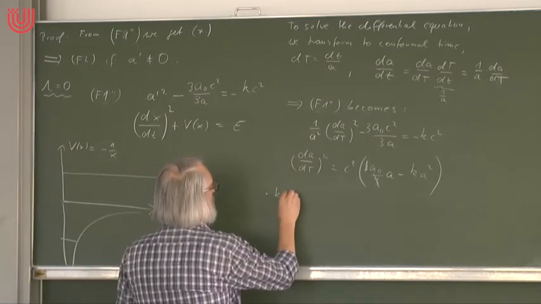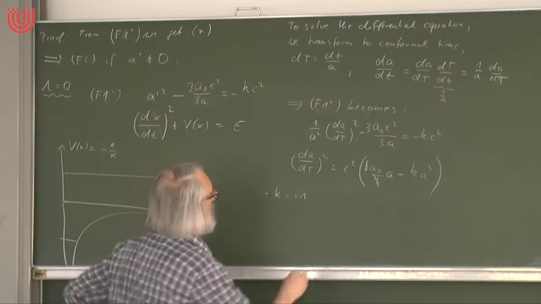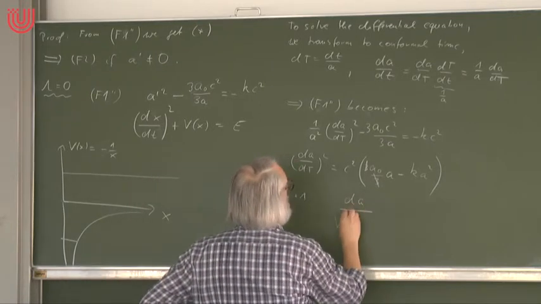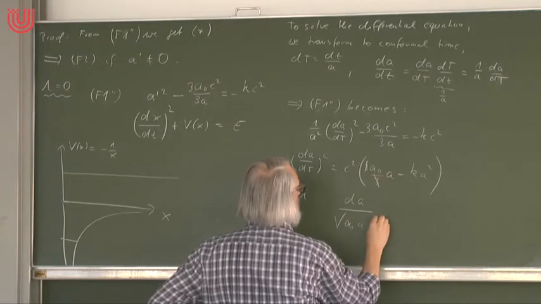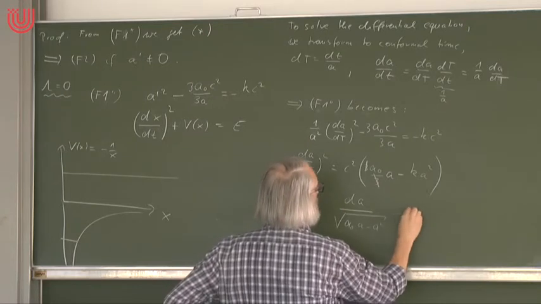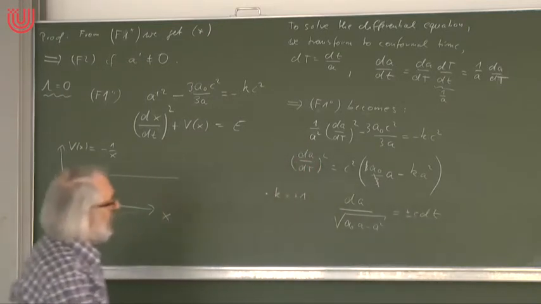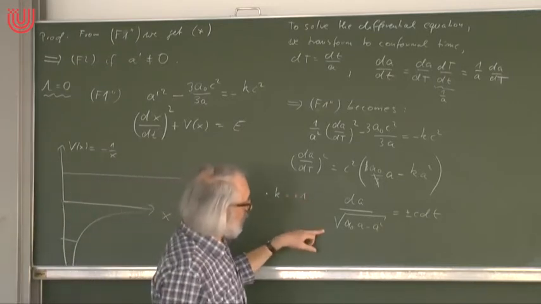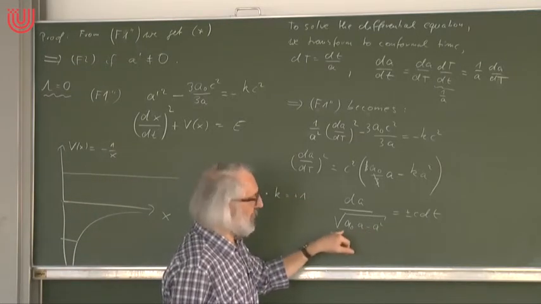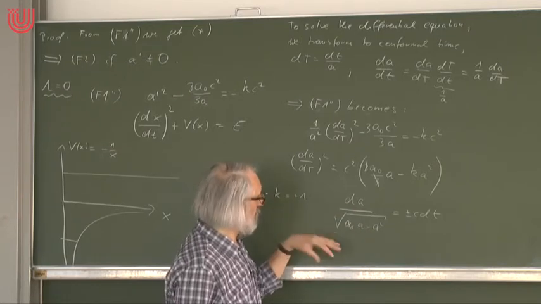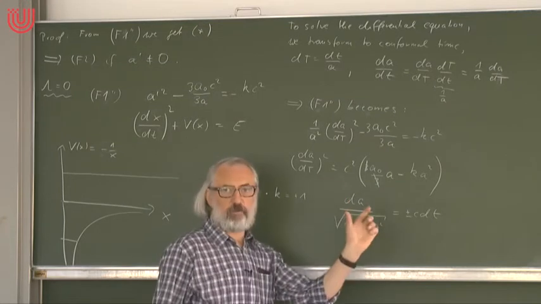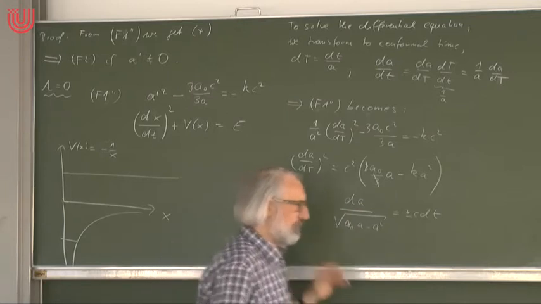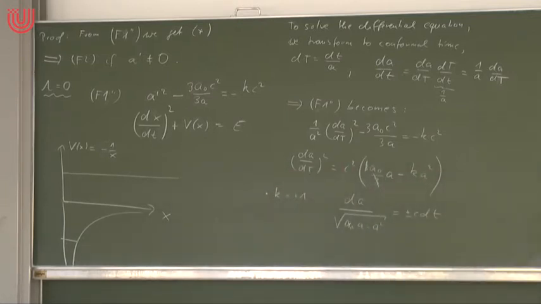So let's begin with k equal +1. For k equal +1, we have to solve the differential equation dA divided by root A naught A minus A squared is plus minus c dt. Well, and that's an integral. You can solve it with a substitution. What you do is you complete the square, and then you make a substitution that you write a cosine or sine for the thing which is under the square, and then you can solve it. But maybe I don't have to do this on the board. You can look it up in Bronstein, and I just tell you what the result is.